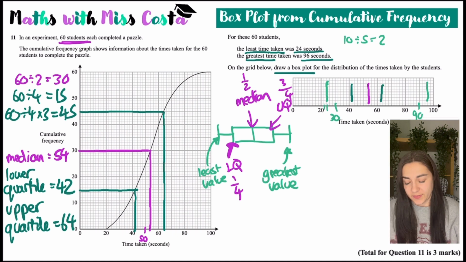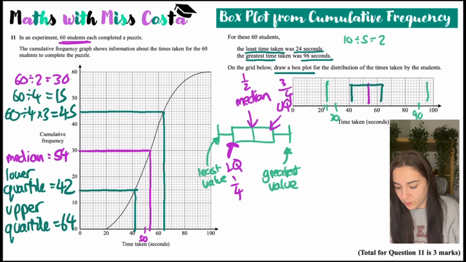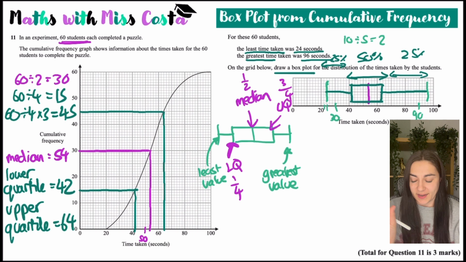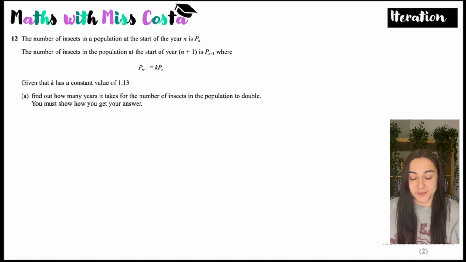Okay, when you've plotted them, you join the lower quartile to the upper quartile like that, and then you connect the rest of the box plot with the line. So from the lowest value to the lower quartile, just a line. Then you've got your middle 50% of the data, and then you join it to the upper quartile. So your data is essentially split into the first 25%, the middle 50%, and then the top 25%.